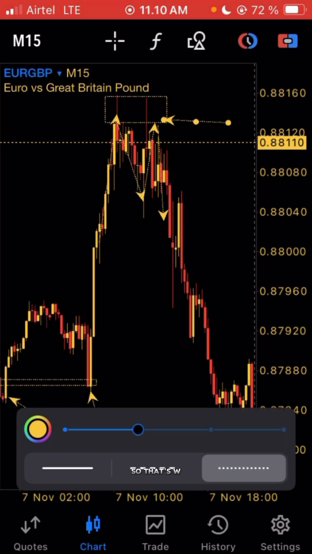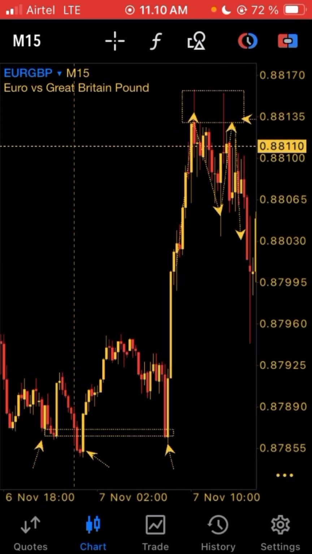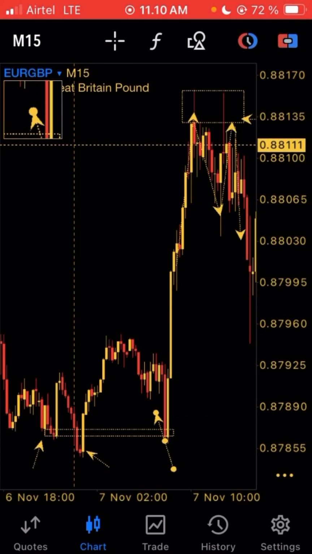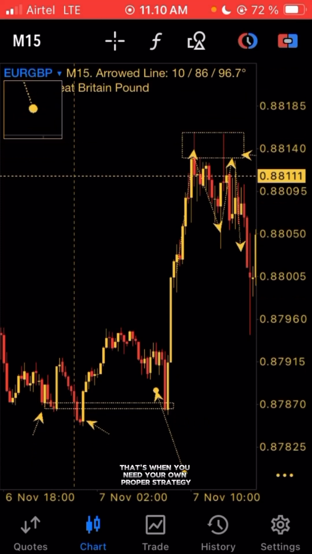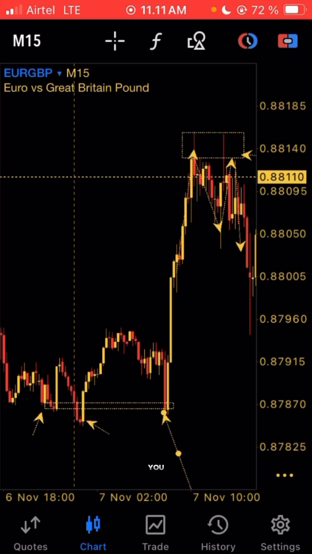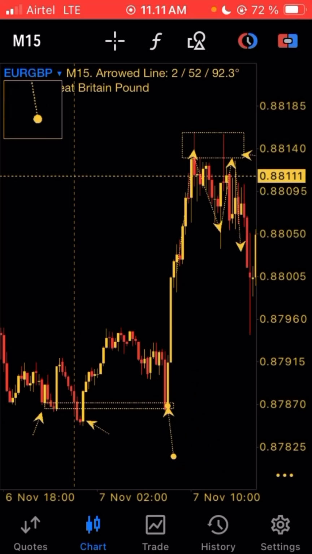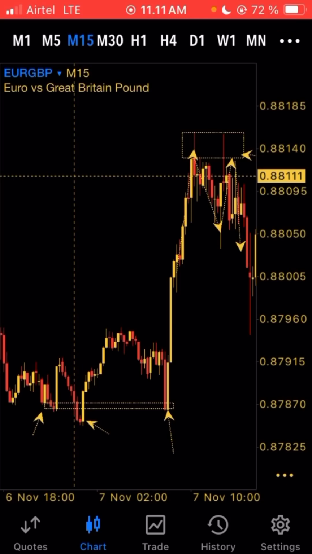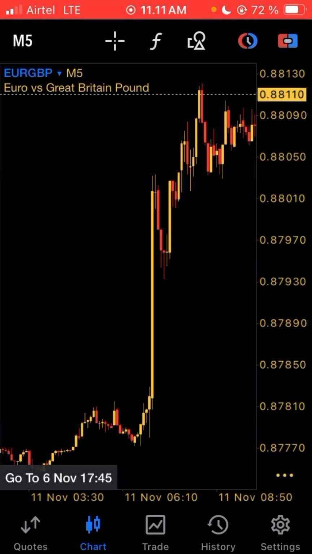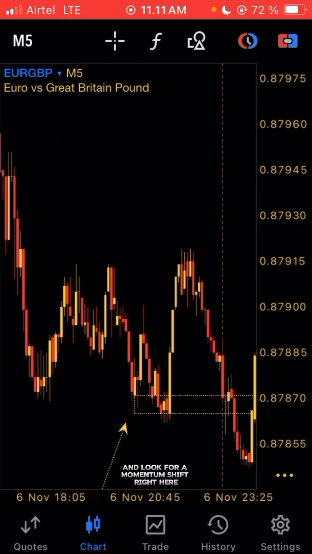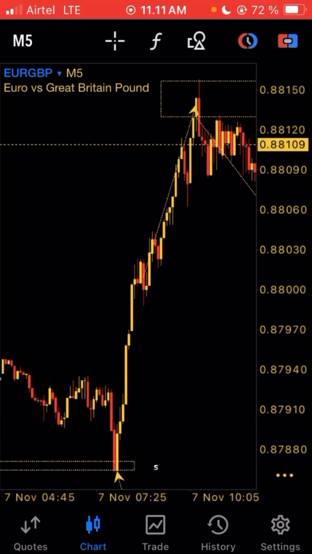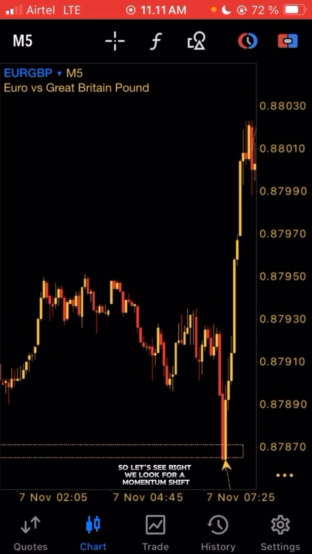So that's why when trading all this, you need proper guidance. If you want to enter a trade from this level, that's when you need your own proper strategy, your own entry strategy. But in general, the moment you see this pattern, you go to a lower time frame, right, and look for a momentum shift right here. So let's see, right, we look for a momentum shift.